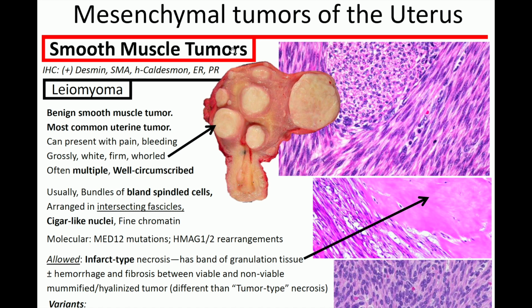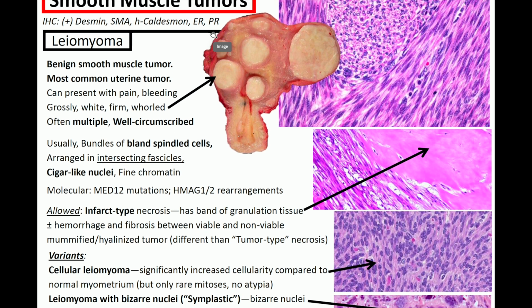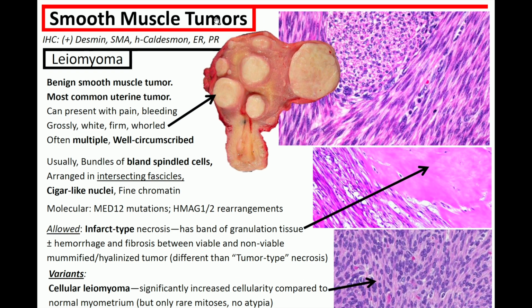But let's get started. So, mesenchymal tumors of the uterus. One category of mesenchymal tumors that's common in the uterus is smooth muscle tumors. Those are going to stain with IHC. They're going to stain positive for desmin, SMA, H-caldesmon, ER, and PR.